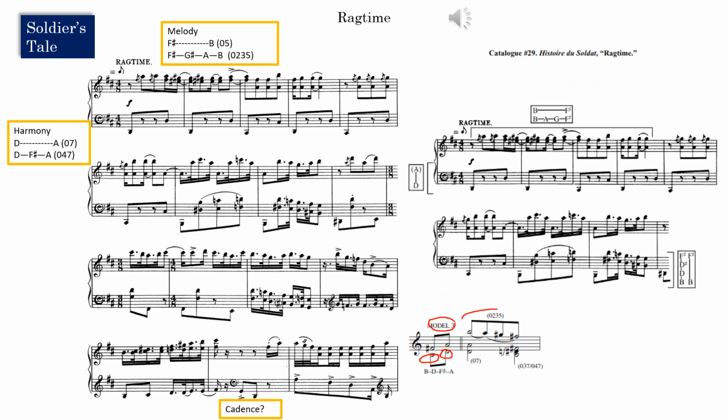The melody is organized around a Dorian tetrachord from F sharp up to B. There are D harmonies and there are B major or minor harmonies. All of these elements seem to me to be pretty typical of Stravinsky.